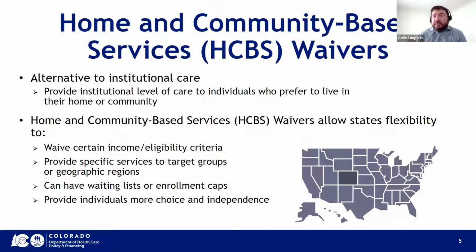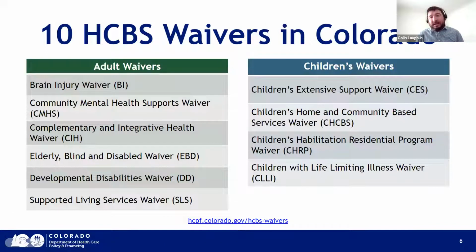So what are the waivers in Colorado? We can go to the next slide. Colorado has currently 10 home and community-based service waivers. We used to actually have 12, which led the nation in waivers. We've since combined some of our waivers and put some additional benefits under other authorities, and so now we have 10. Those, as you can see, are broken into the children's waivers, where we have 4, and the adult waivers, where we have 6.